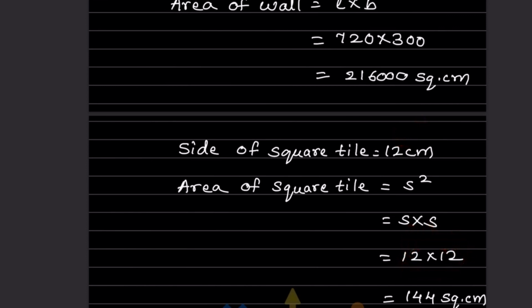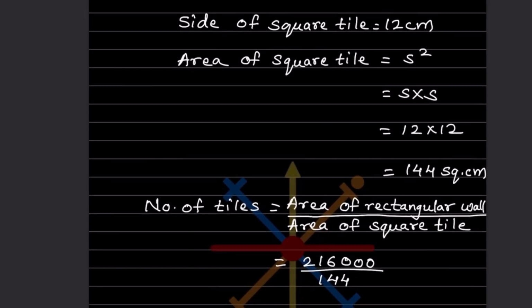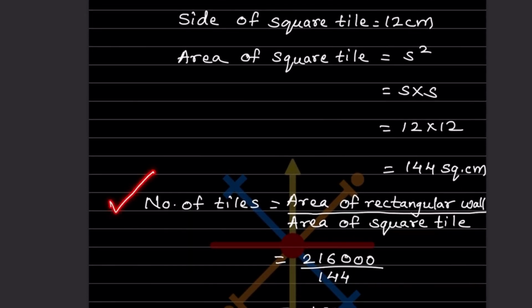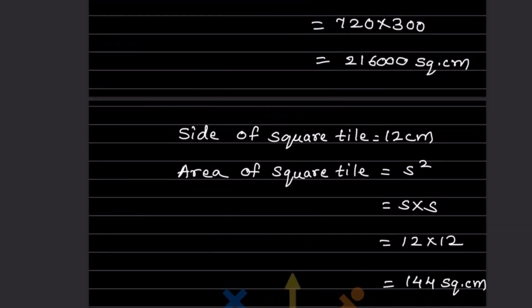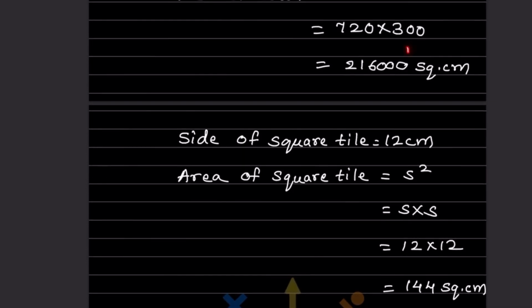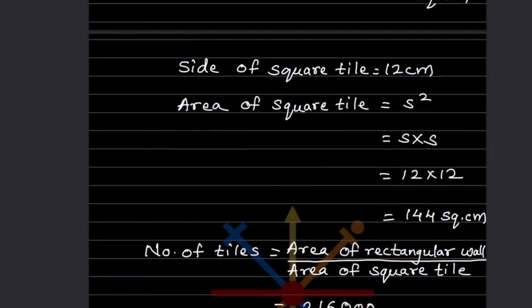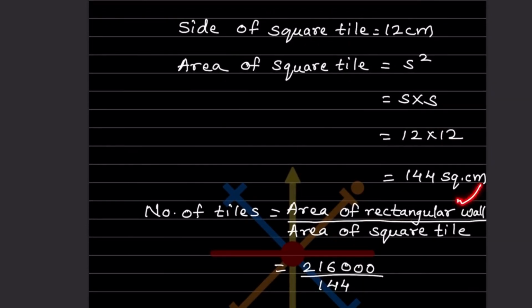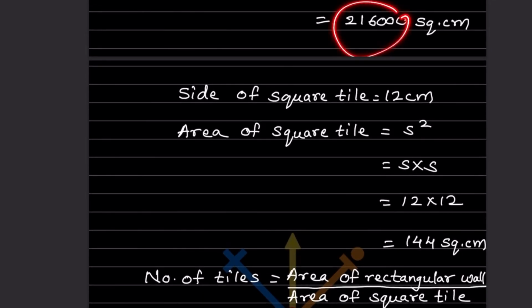So now we got the area of the wall and the area of the square tile. First thing we have to see how many tiles are needed. So what are we going to do to find the number of tiles? We are going to divide this by this one. So area of rectangular wall divided by area of square tile, which is this divided by this one.